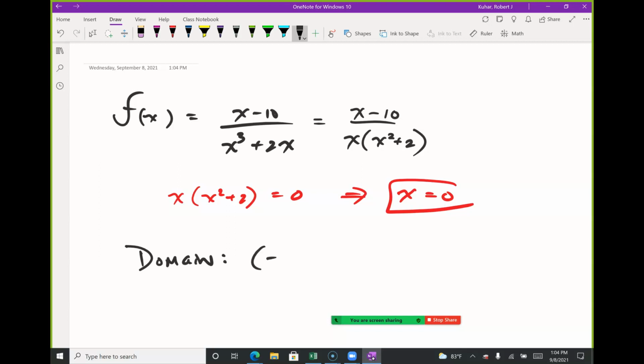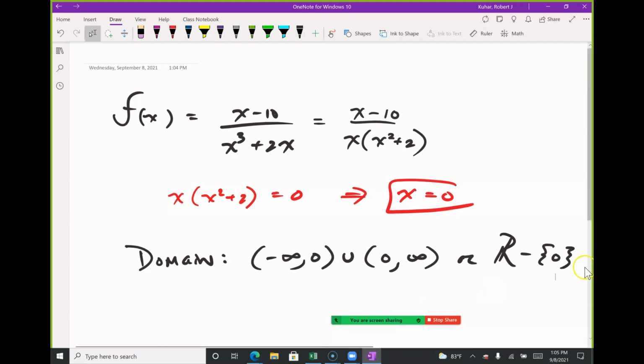So my domain is minus infinity to 0, union 0 to infinity, or the bold R minus the singleton element 0, the bold, all reals except for 0. And MathXL wants the interval notation. So MathXL wants this answer.